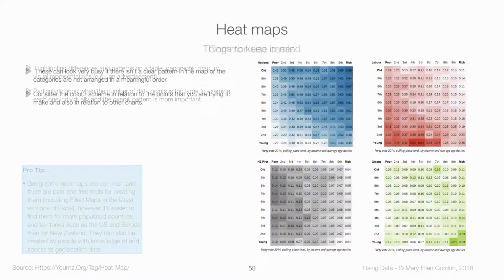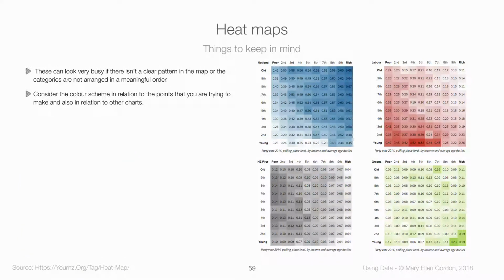do that. Some things to keep in mind for heat maps: if there isn't a pattern or a meaningful order, these can look really busy really quickly. I mean, imagine if we were looking at these and there wasn't a logical order from youngest to oldest or richest to poorest, but it was just, again, some categories that didn't have a natural order. That would be really tricky to look at. And similarly, if there wasn't the strong pattern where different parties had different voters gravitating toward them, then it would also become really hard to look at because we just couldn't make sense of it.